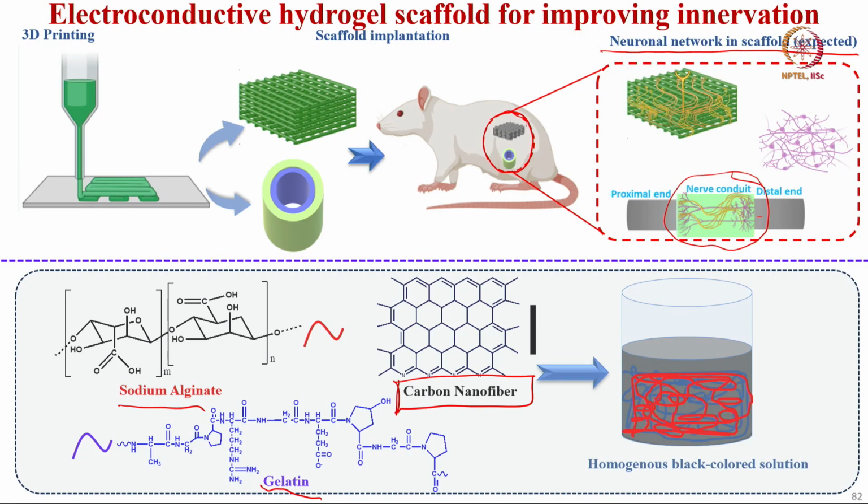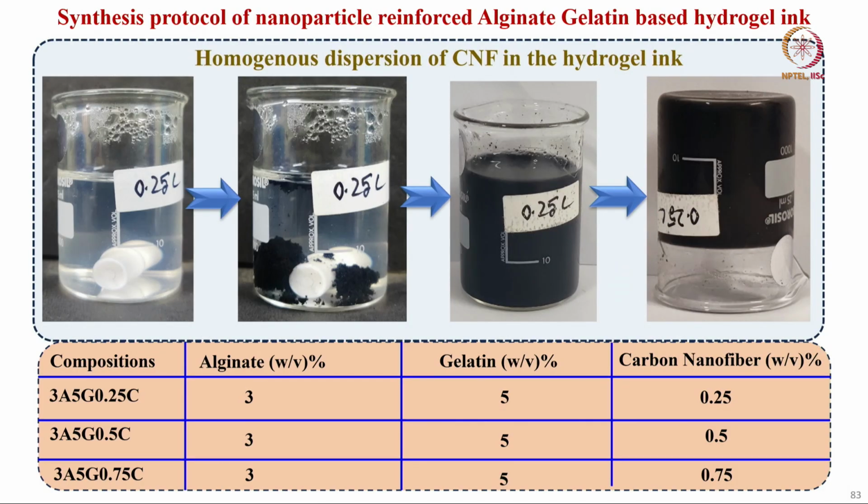And when you add these carbon nanofibers, as expected, it will produce a homogeneous black colored solution. And you can see this is one of the works from one of my PhD students, Sulabh Rai Chaudhuri, who is just submitting the PhD thesis at IISc Bangalore. So, he has added different percentages, 0.25% carbon to 0.75% carbon nanofiber, in 3A5G, that is 3% sodium alginate, 5% gelatin. And when you add this carbon nanofiber, you can see this gel, and if you invert this gel, you will see this gel is completely stable and solidifies.